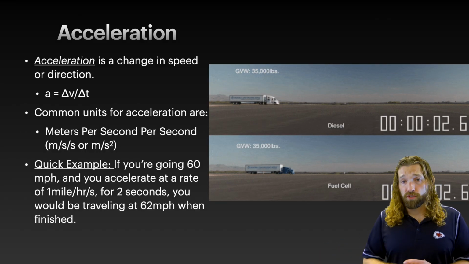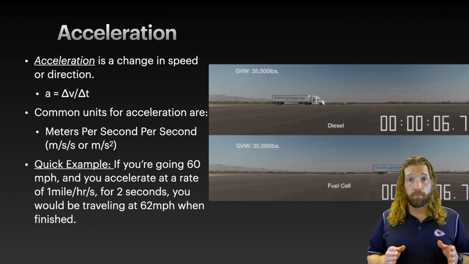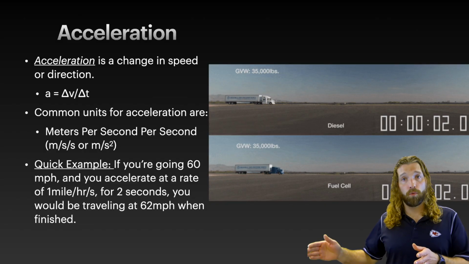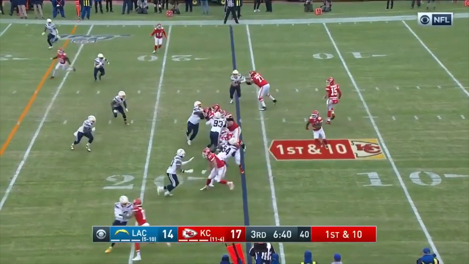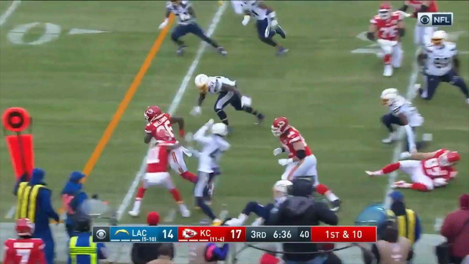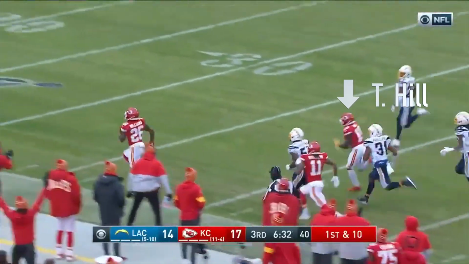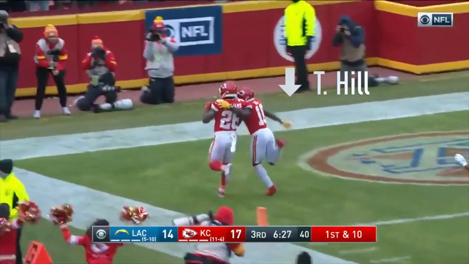In the example on the screen, you can see that the white truck and the blue truck are both accelerating, but the blue truck is accelerating at a more rapid rate. And this is why Tyreek Hill is so much faster, seemingly, than everyone else on the football field. It's not just because he has a high top speed. It's because he can get to his top speed very quickly. So he can accelerate at a faster rate than most players.